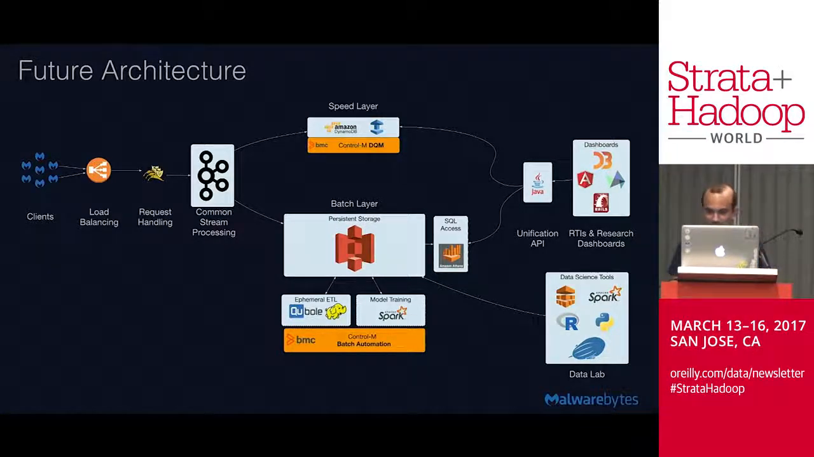I would like to now call upon Sujay, who will give you a little bit more deep dive into the engineering aspects of what we are doing using this workload automation in this Lambda architecture.